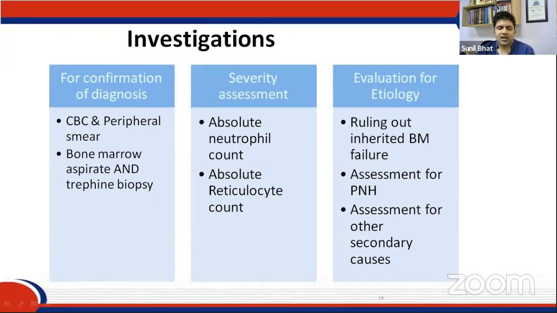So we can also put the lab evaluation in this format. That means what we need for the confirmation of the diagnosis of pancytopenia, then something to assess the severity of pancytopenia, and then some evaluations to find out the primary etiology of pancytopenia. So a CBC and peripheral smear is diagnostic. It tells you there's pancytopenia, and bone marrow aspirate and biopsy are the ones which confirm the pancytopenia, and I will go through them in the next couple of slides.